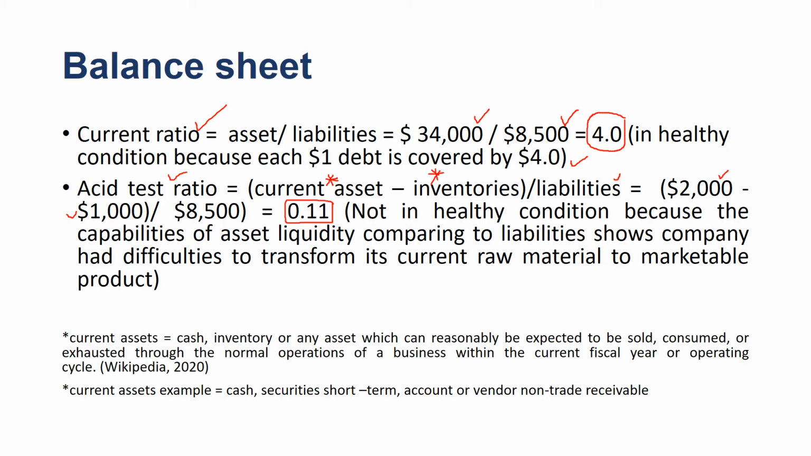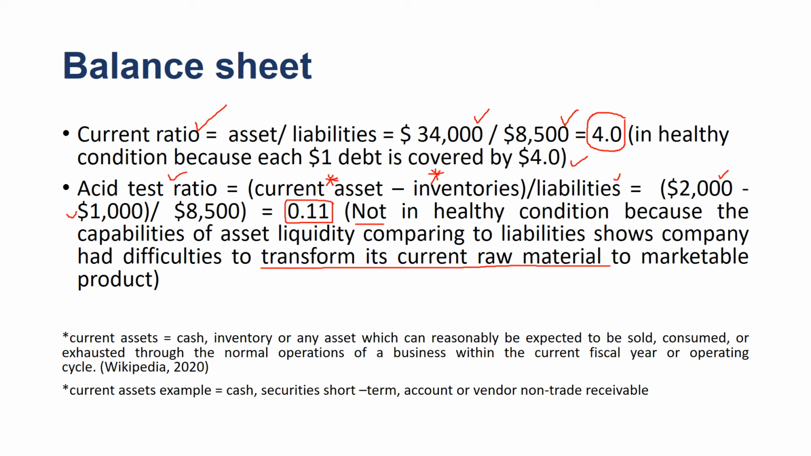It means that the company is not in a healthy condition. Not in healthy condition, because the capabilities of asset liquidity compared to liabilities show that the company had difficulties to transform its current raw material to marketable products. So the company has difficulties to produce and then to market the product. They will have difficulties in the short term.